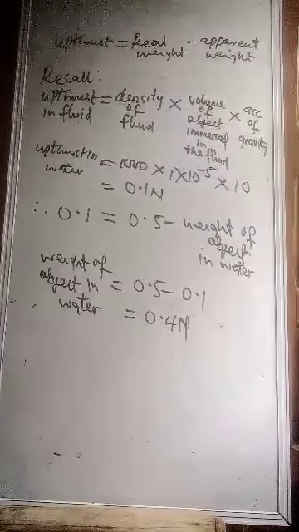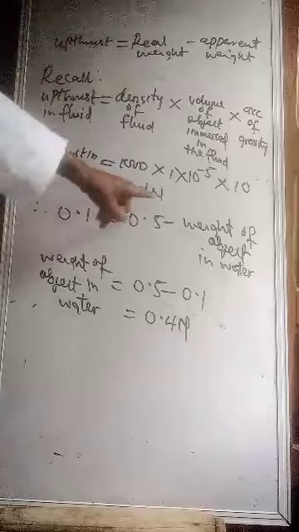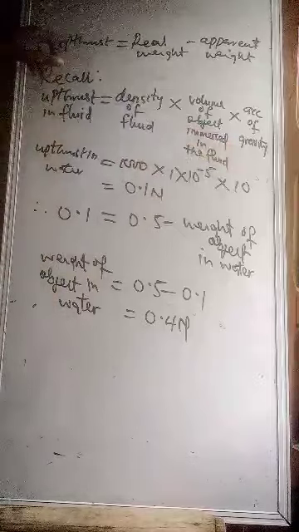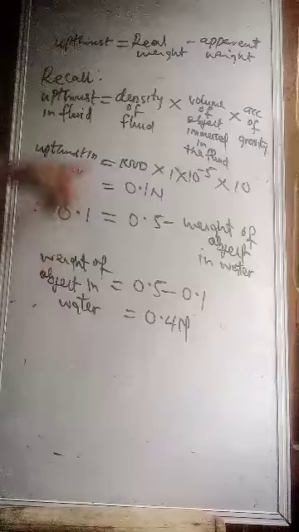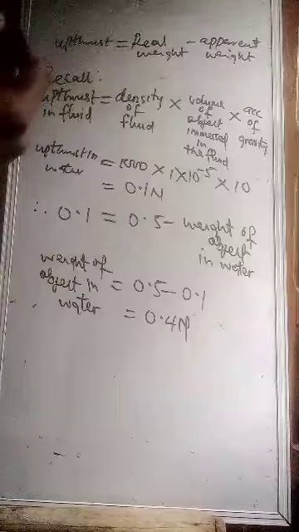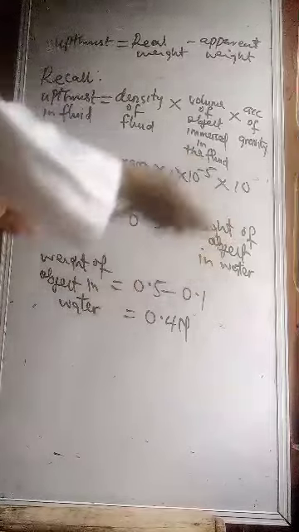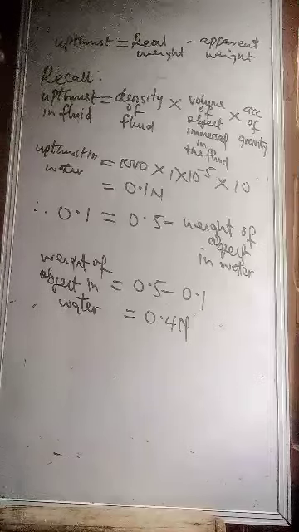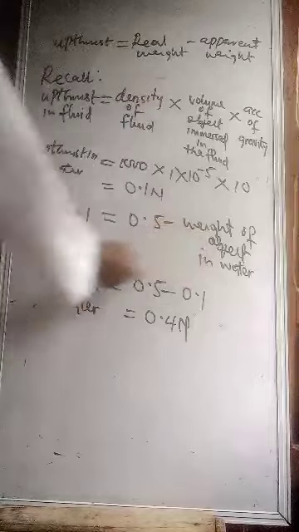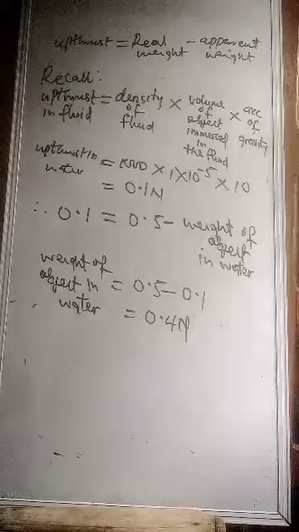Finally, going back to this formula, since we have known the upthrust in water to be 0.1 Newton now through this formula. So upthrust in water is 0.1 equals to real weight, which is 0.5, which we have calculated before, then minus the weight of object in water, which is the same thing as apparent weight of the object in water. By the time you rearrange, weight of object in water will be 0.5 minus 0.1, that is 0.4 Newton, which is the final answer.